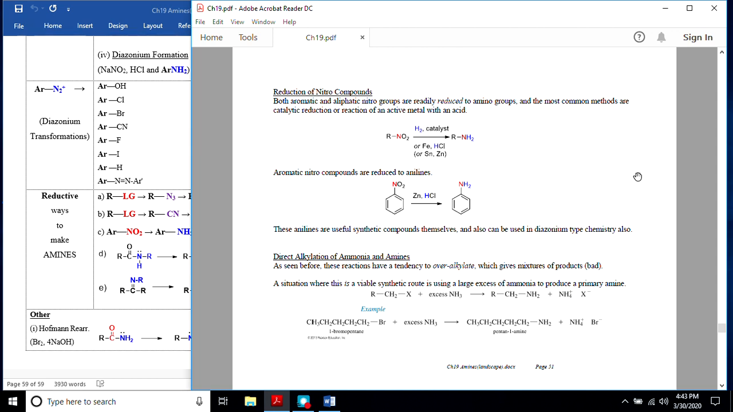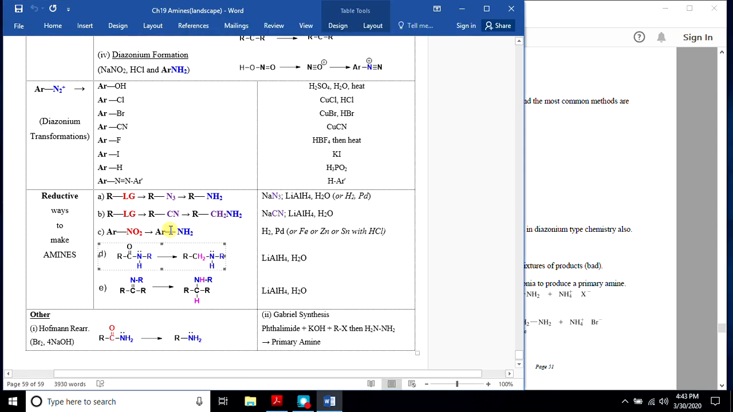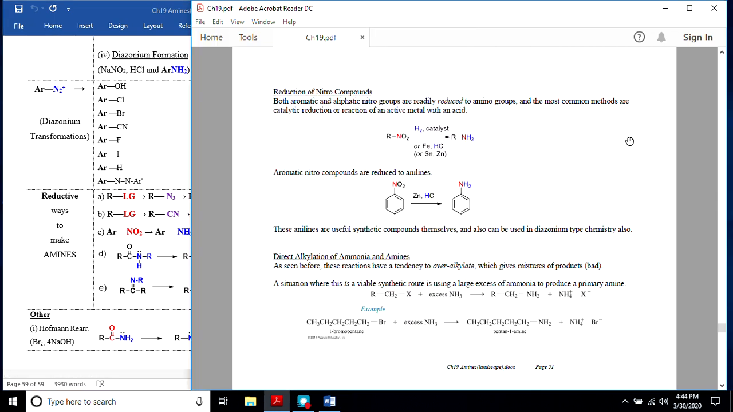Then next one is nitro compounds. I already talked in the aromatic chapter of how you make nitro compounds. The easiest way is to do the EAS, nitric acid, sulfuric acid, of an aromatic ring. Here we're seeing that a nitro group, the NO2 group, can be reduced to an NH2 group using a variety of different reducing agents. Hydrogen gas and a catalyst works, or a metal such as iron, zinc, or tin with HCl can also be used.